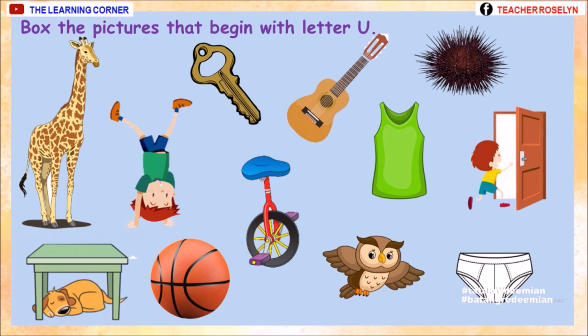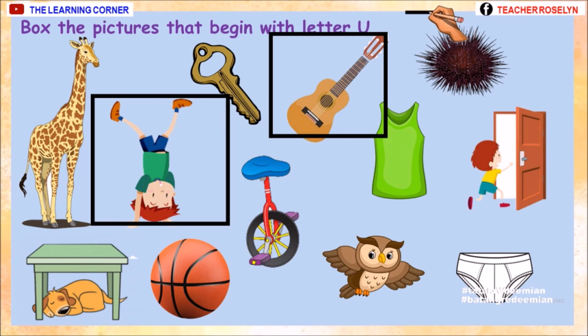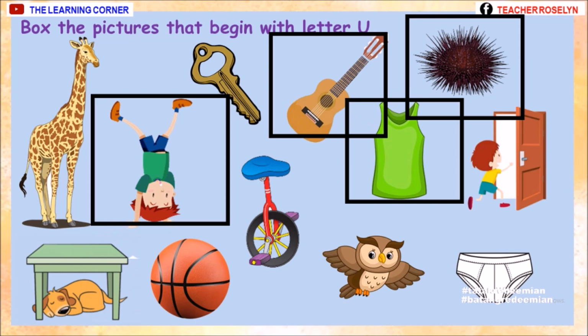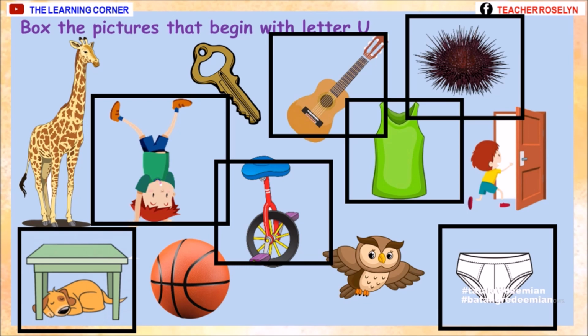Let us box the pictures that begin with letter U. Which of these pictures begin with letter U? Upside down. Ukulele. Urchin. Undershirt. Unicycle. Under. Underwear. These are the things that begin with letter U.